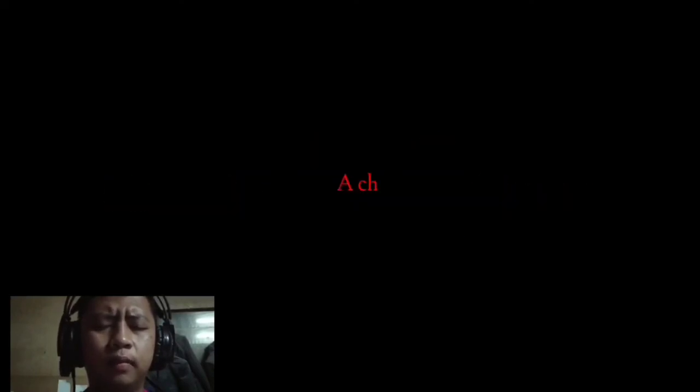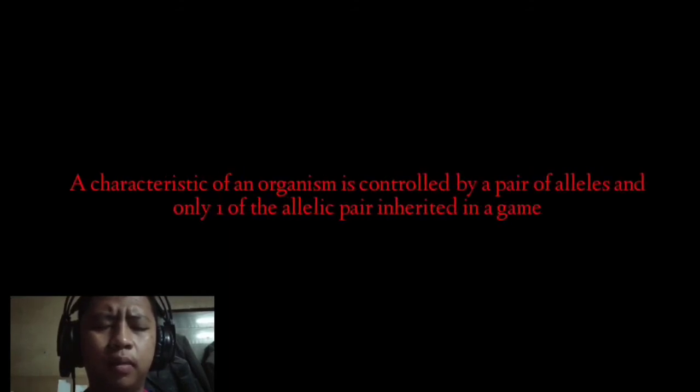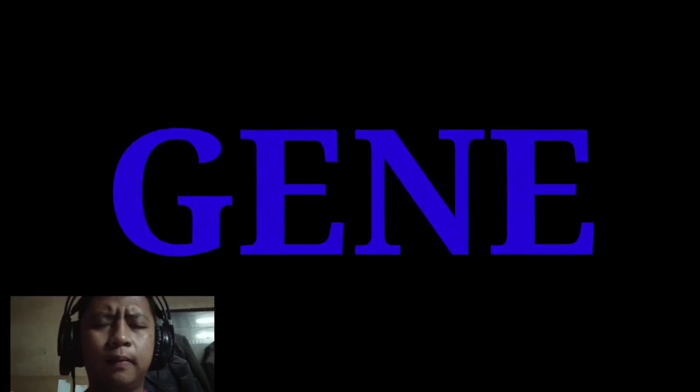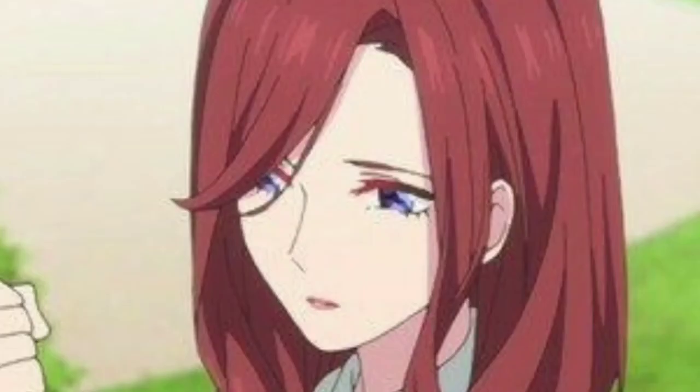This law stated that a characteristic of an organism is controlled by a pair of alleles and only one of the allelic pair is inherited in the gamete. The characteristic of the next generation was inherited from the parent by a genetic factor known as gene. For example, the characteristic of papaya is inherited from the mother papaya, not from the mama rambutan. Like your face has the beauty of your mom, because you have the gene of your mother.